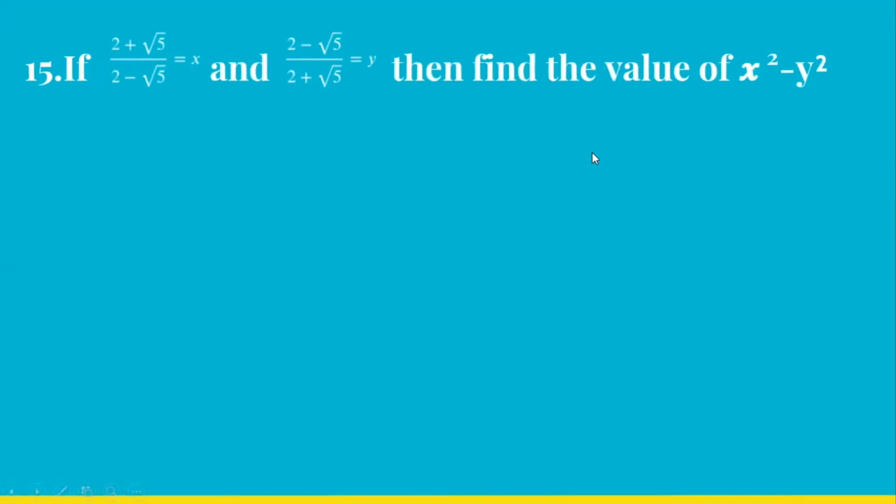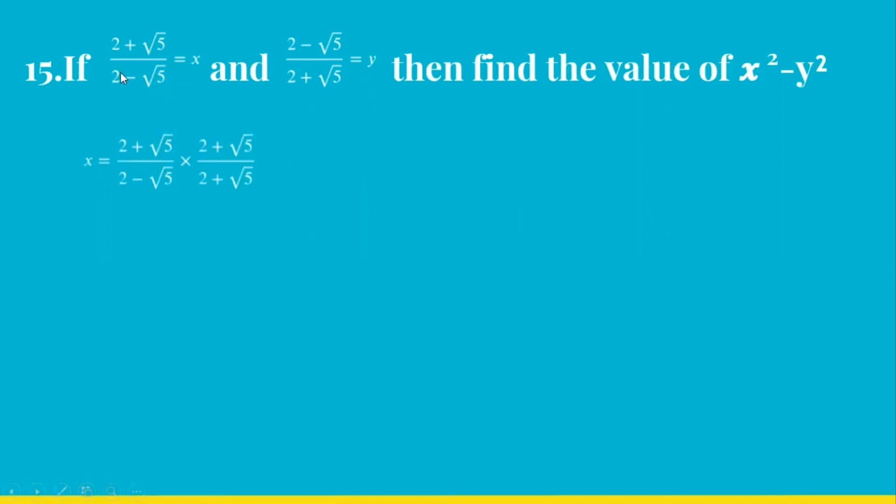The last question of this exercise: you are given (2 plus root 5) upon (2 minus root 5) as x, and (2 minus root 5) upon (2 plus root 5) as y, and you are asked to find the value of x square minus y square. So let us first rationalize the x and y values.